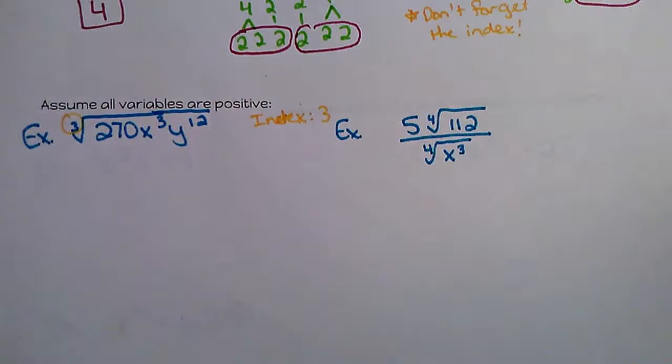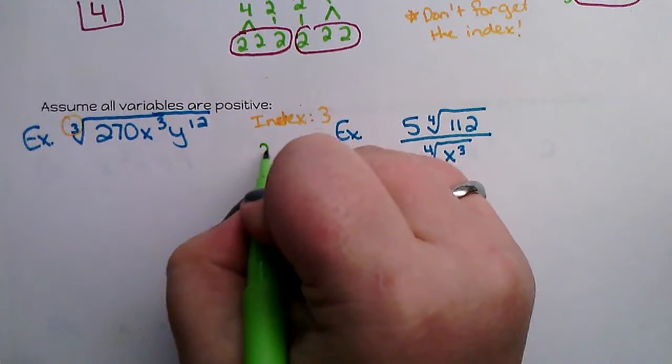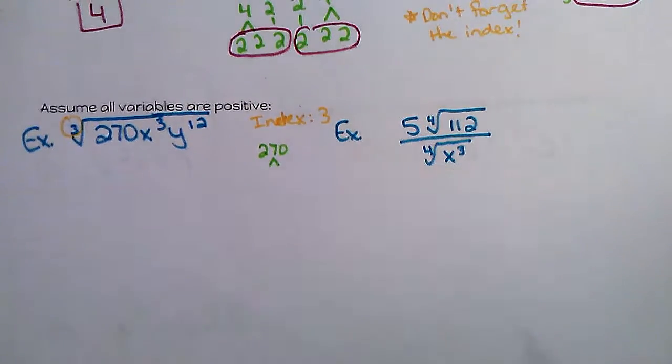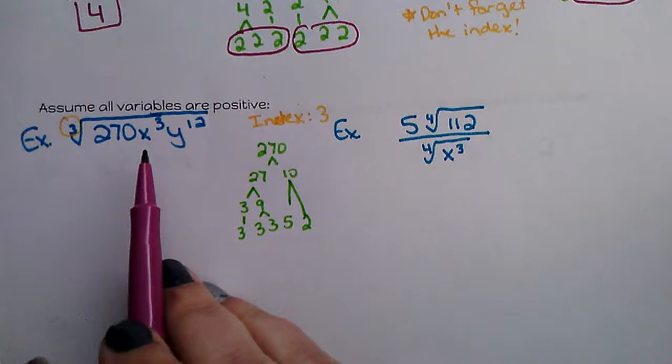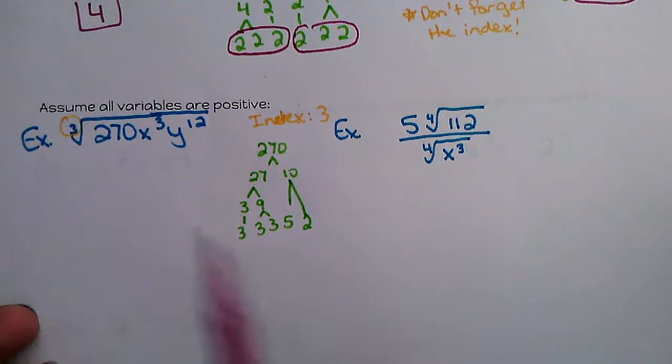So that means we have to have 3 in a group in order to escape. We have a number, 270, so we need to make a factor tree for that. Okay, there's our factor tree for 270. Now I also need to write out how many x's I have.